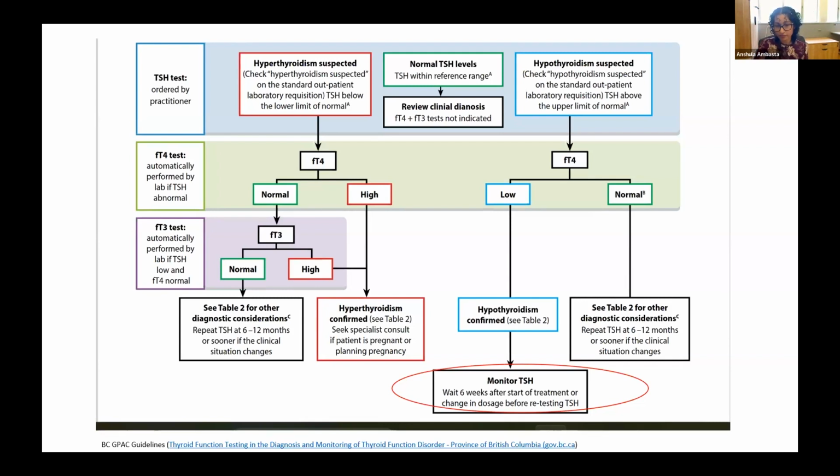Another important thing to remember is that we only monitor the TSH. We don't monitor the free T4 or the free T3 because they can be quite variable and they don't actually represent any form of steady state in these patients. So you really want to be monitoring the TSH and waiting 6 weeks before you reassess therapy in this patient.